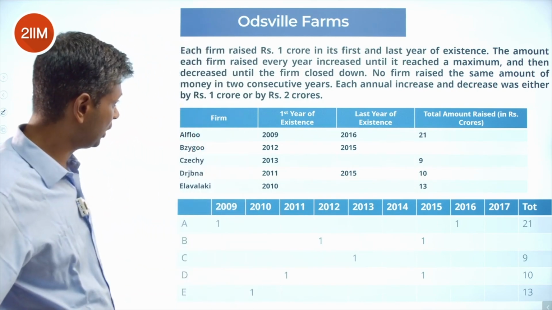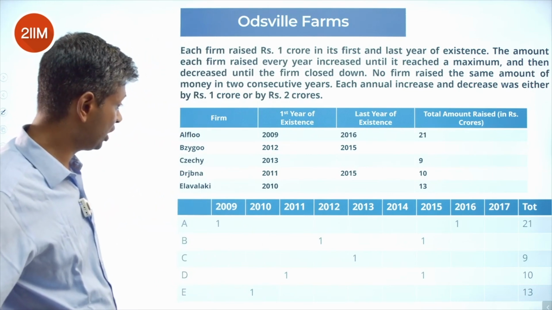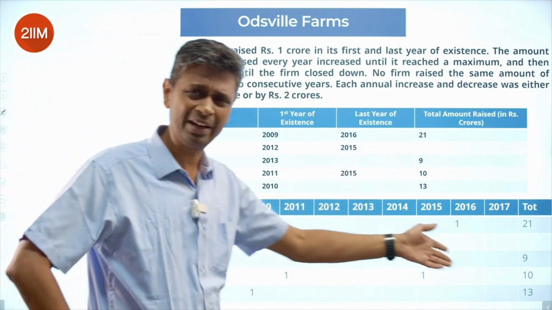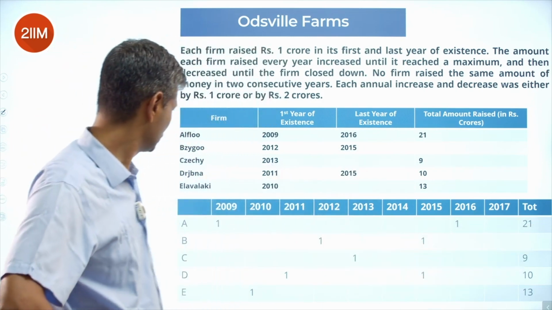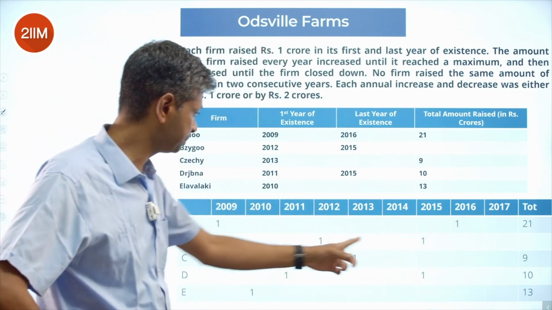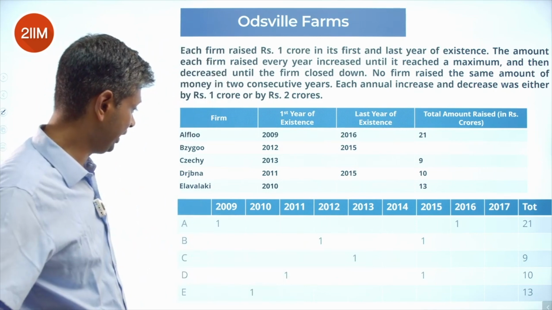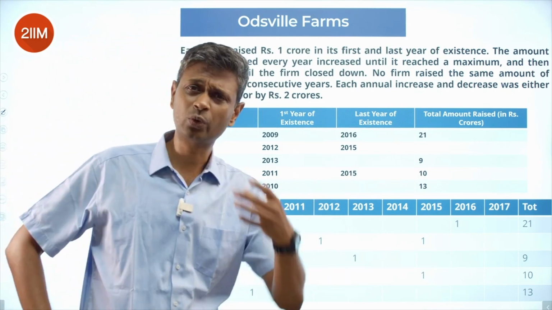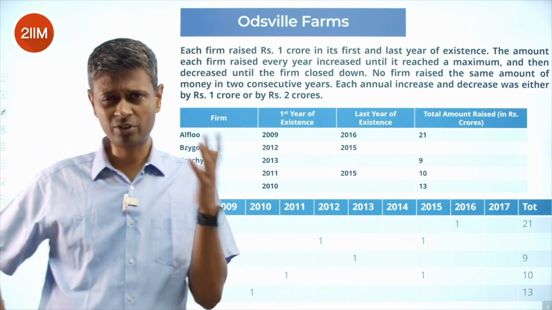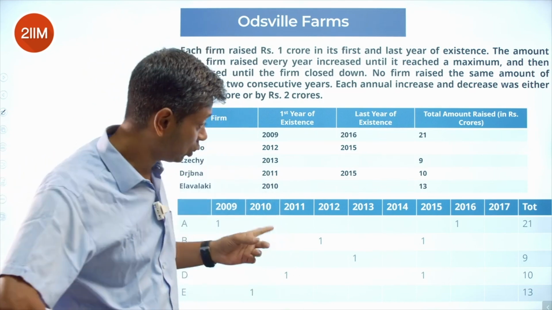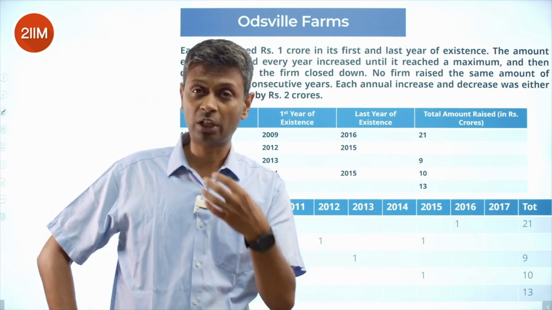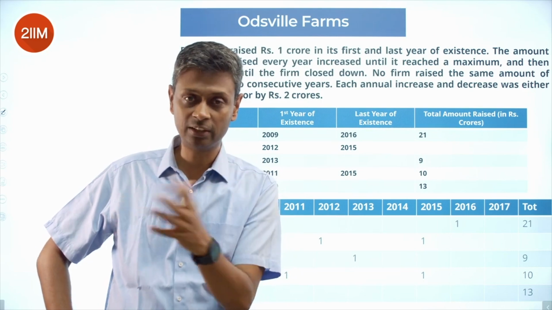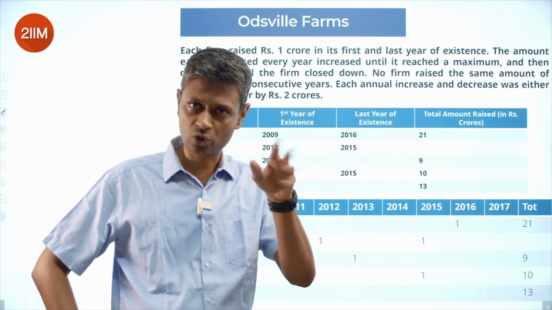Bzygoo is 2012 to 15. Cxqi is 13, but we don't know when it ended. I put till 17, maybe 18, 19 are also there. D, 11 to 15. And E, 2010. Why I put the years is that some of the questions speak to years. Maybe I just had a glimpse of the questions. They're talking about 2013 numbers, 14 numbers. Otherwise I would have thought about each company's cycle, but the actual year also matters.